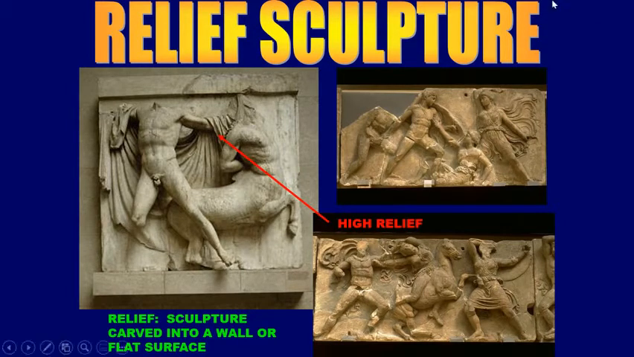There's high relief that comes out far from the wall, and you can tell that this comes out far from the wall because it has a heavy shadow in it. And then there's low relief, which only comes out a little bit from the wall. And again, the coins that are in your pocket are a good example of low relief.